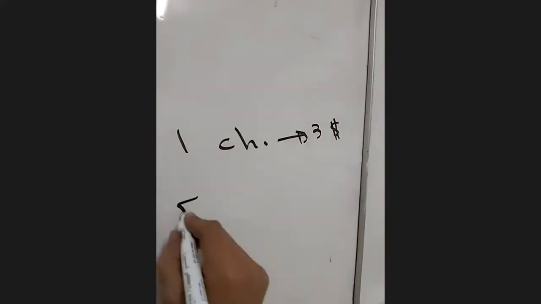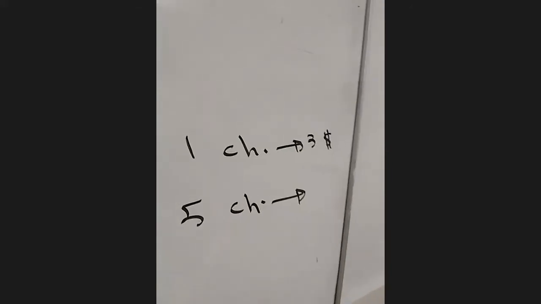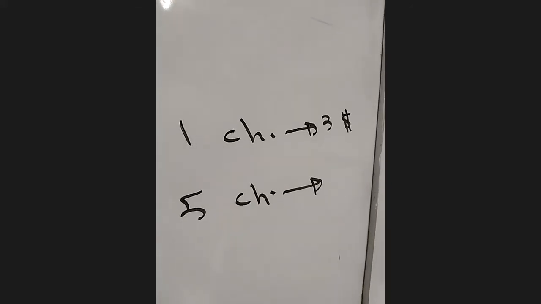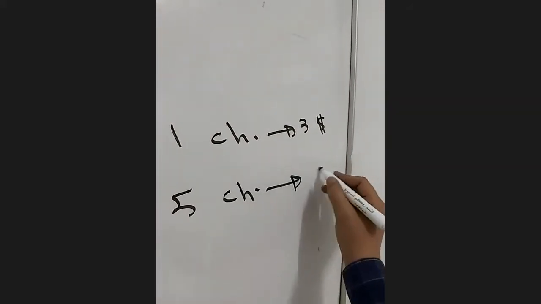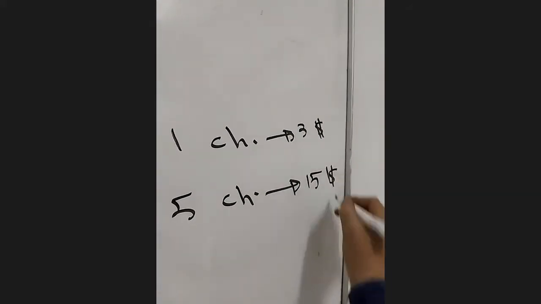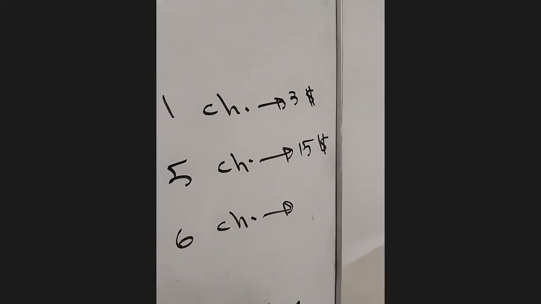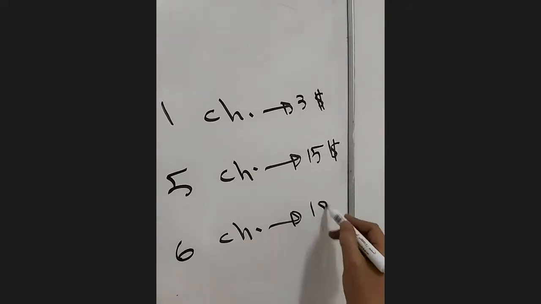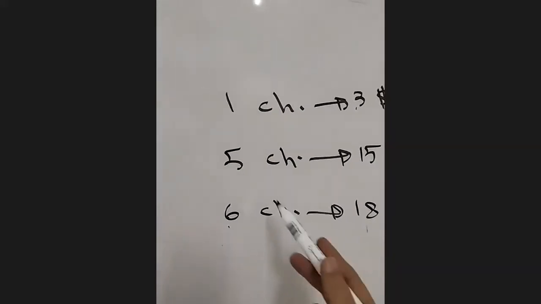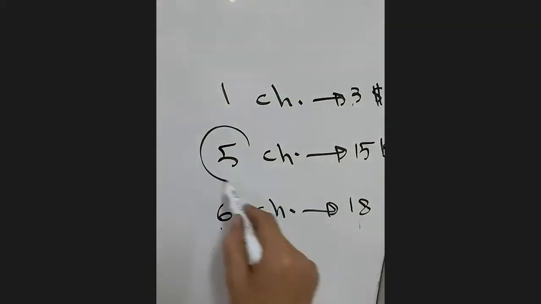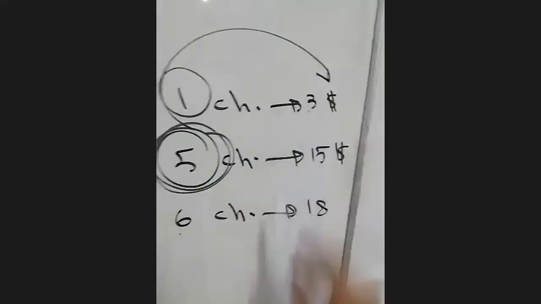If you want to buy 5 chocolates, how much money will you pay? We multiply 5 by the cost, $3, which is 15. If you want to buy 6 chocolates, how much will you pay? 18, which is 6 by 3. So to find the cost, guys, we multiply the number of items we want to buy by the cost of one item, right?